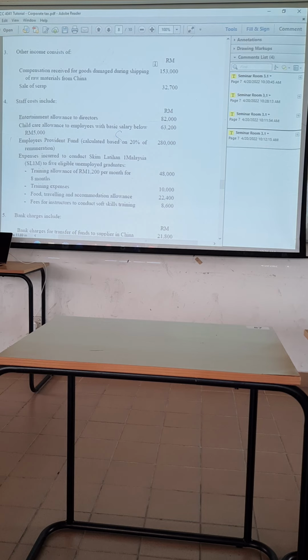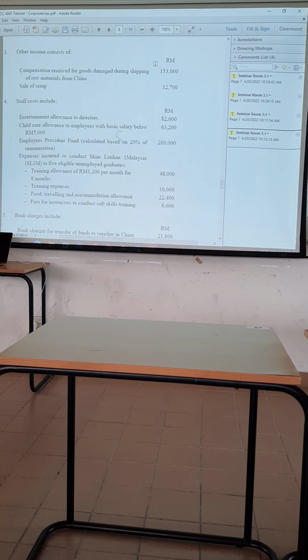So here it says that the deduction is 20% of remuneration. So out of the 280,000, how much is not allowed? 1%. So calculate what is 1% of the 280,000. Add back. Because from the 20%, 19% is allowed, so you don't have to do adjustment. But the 1% you have to add back. How much do you have to add back? 1% of 280,000? 2,800. Right?